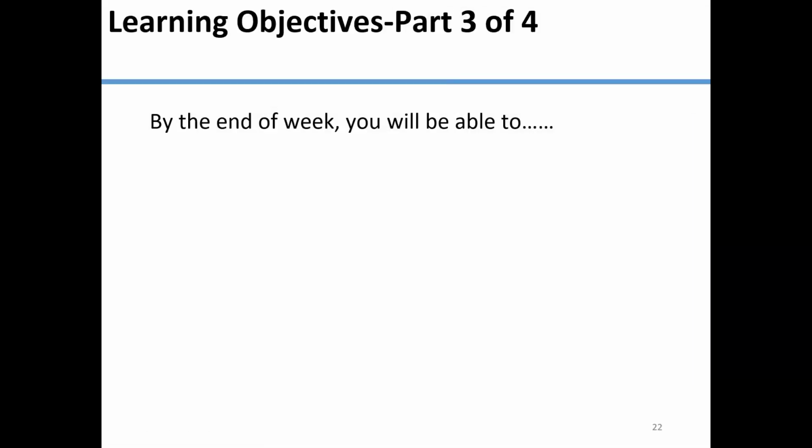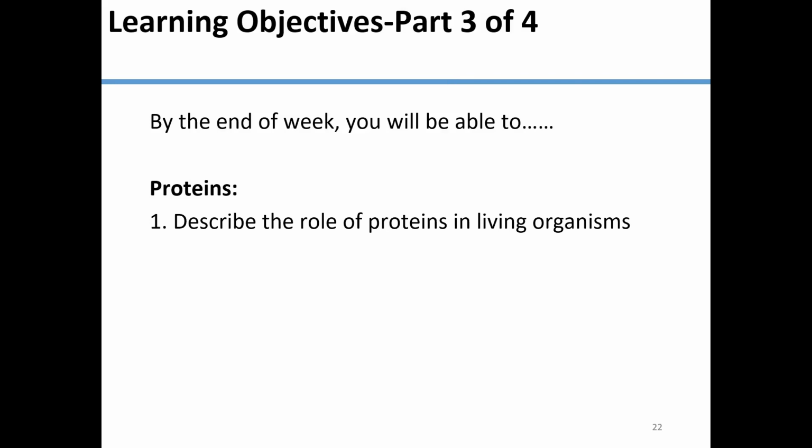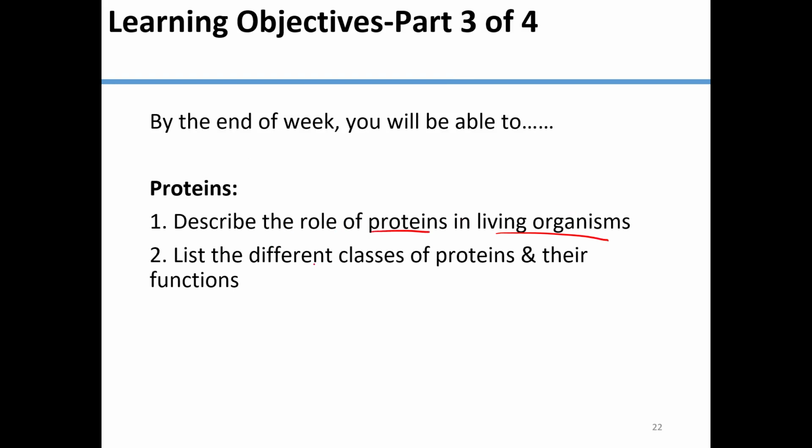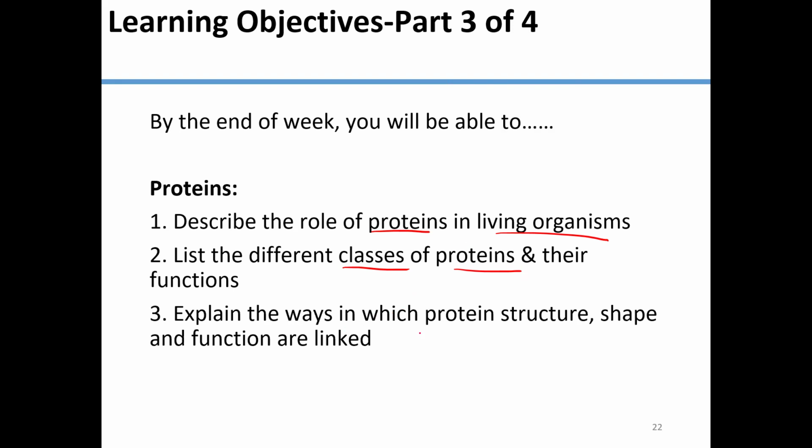By the end of this week, you should be able to identify the roles of protein in our living organisms. You'll also be able to list the different classes of proteins. Just like in carbohydrates, where we had different types, our monosaccharides, disaccharides, and polysaccharides, we're going to have something very similar. Again, we're going to have our monomer and our polymers. We're going to see exactly why the structure and shape of proteins dictate their function and how they're linked together.